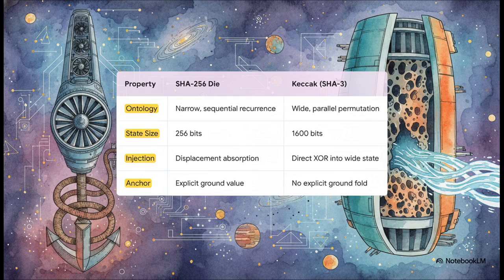Now, to see just how special this little engine is, let's put it side by side with its successor, SHA-3. SHA-3, or Keccak, is big, it's wide, it processes a ton of data all at once, in parallel, like a big sponge. But SHA-256 is totally different. It's this long, narrow pipeline that does everything step by step in a really strict sequence.